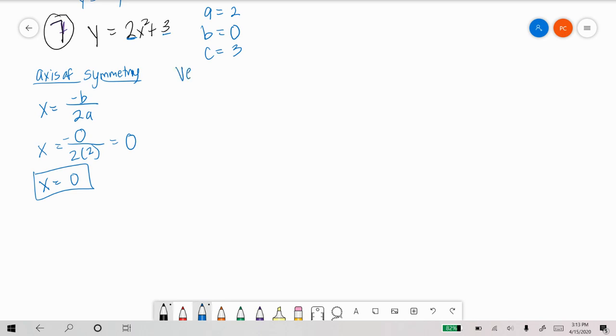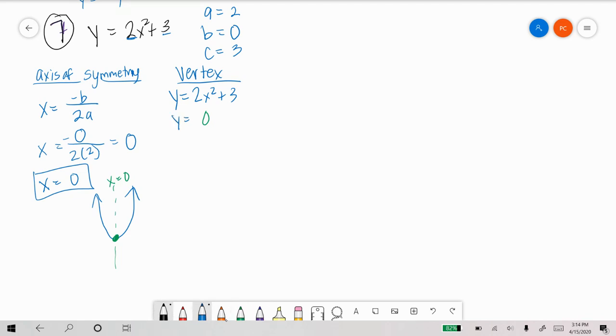The next thing we have to find is the vertex. Well, if we know the axis of symmetry is at 0, then that means the x value for the vertex is at 0. Because if you remember, the parabola looks like this. The axis of symmetry goes through right here. The vertex is where the axis of symmetry and the parabola intersect right there. And of course, the axis of symmetry is at x equals 0. So we have to use that function, or that formula, y equals 2x squared plus 3, and substitute 0 in.